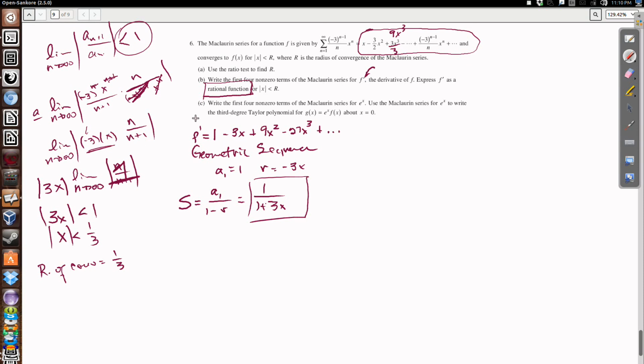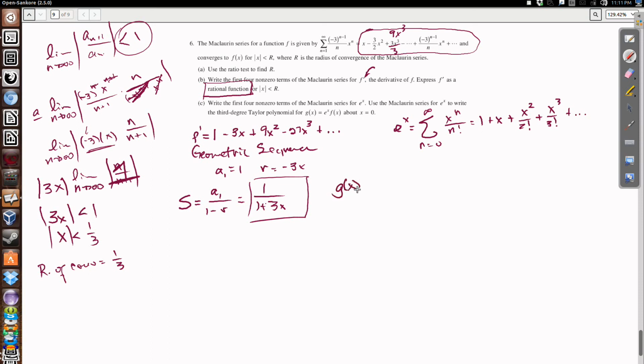For part C, we're dealing with the first 4 non-zero terms of the exponential Maclaurin series. So I know that e to the x is equal to the sum of x to the n over n factorial as n goes from 0 to really, really big. So this is going to be 1 plus x plus x squared over 2 factorial plus x cubed over 3 factorial plus stuff. So there's my first 4 terms. And now I need to write a third degree Taylor polynomial for g of x.